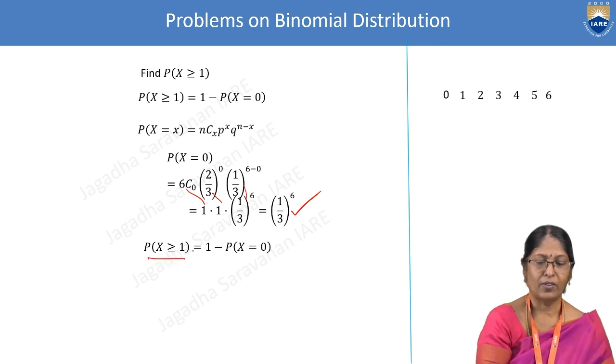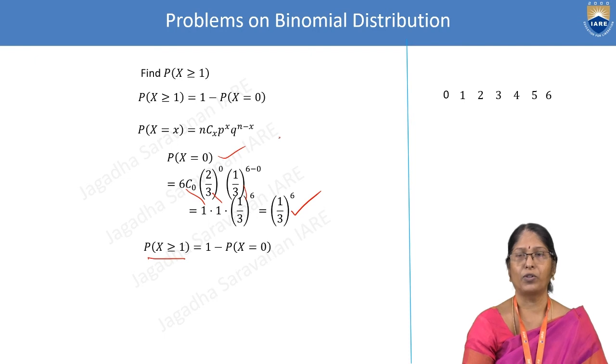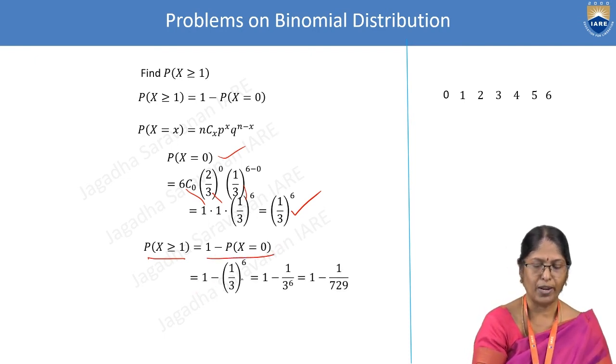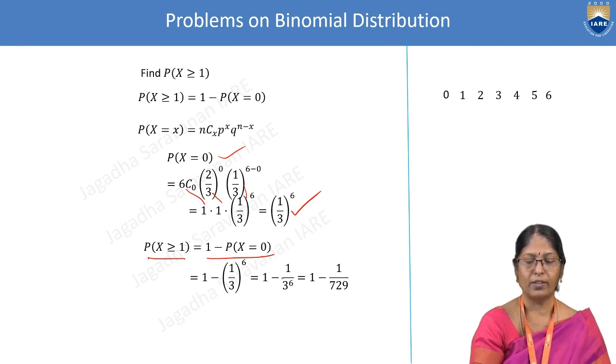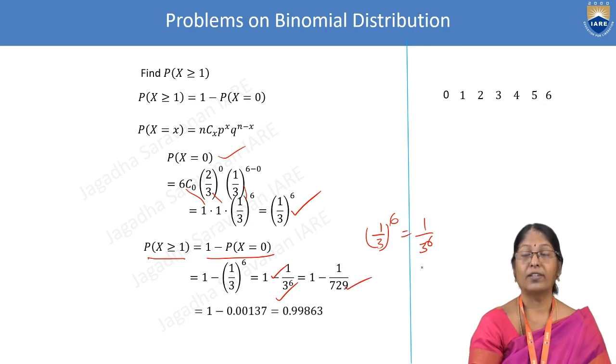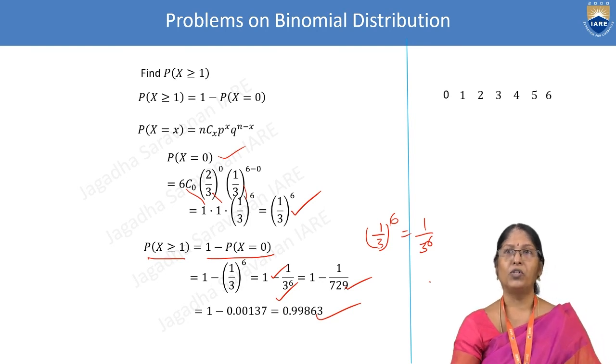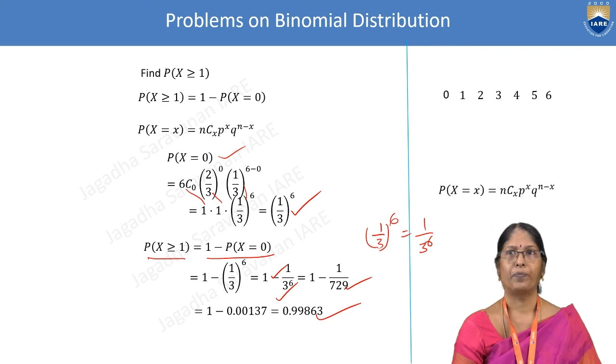So x greater than or equal to 1. Just here we got x equal to 0, so we substitute this: 1 minus 1 by 3 power 6. 3 power 6 is nothing but 729. The final answer we got is 0.99863.